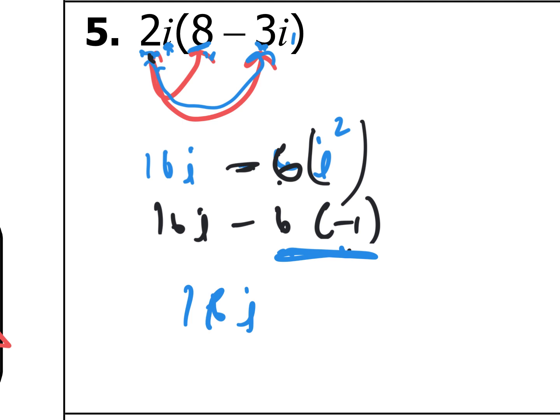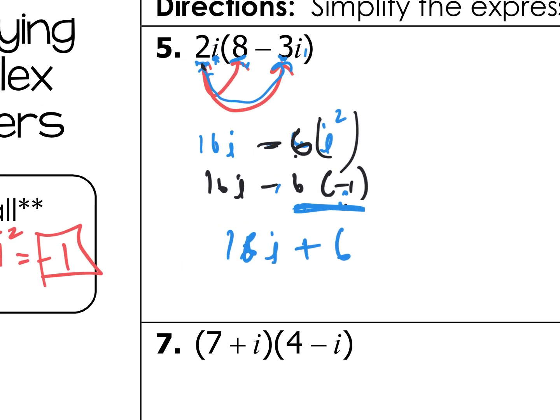It's still there, 16i. But what happens to a negative times a negative? It becomes a positive. Positive how much? Positive 6. Now I'm going to ask you a question. Do you like that answer? Yeah. Did it make sense?